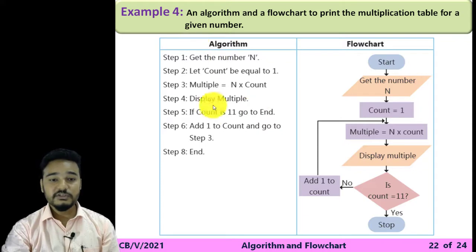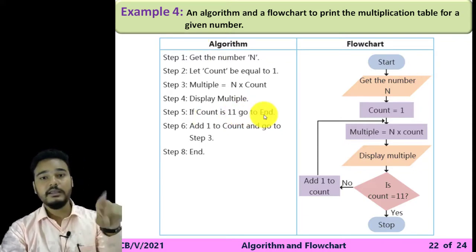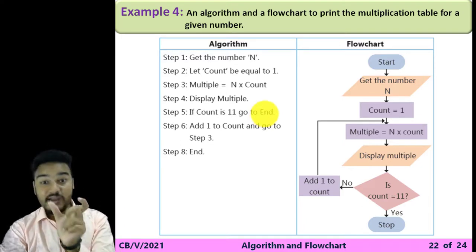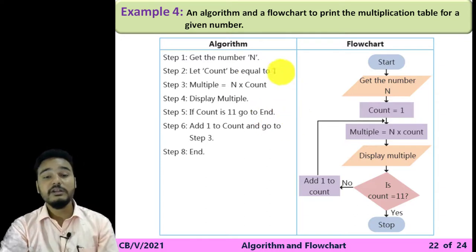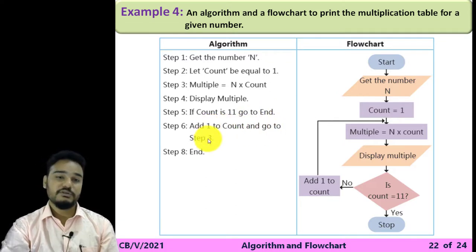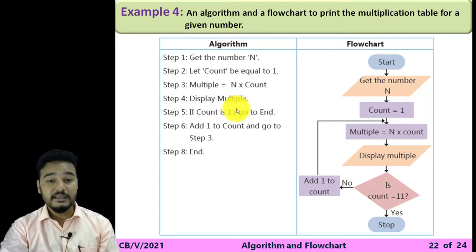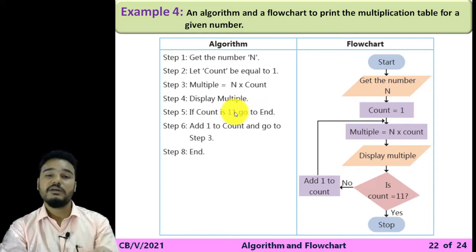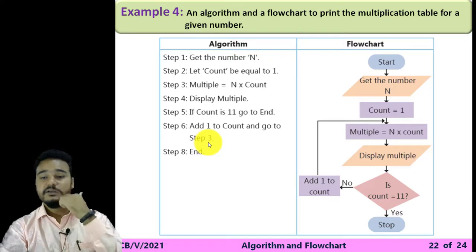So if count is 11, go to end. When count reaches 11, what will we do? We will end it. It has to be finite, right? We have to end that algorithm at some point. So we will keep count 11 and after 11 it will go to end. Add 1 to count and go to step 3. What will we do in add 1? We will add one. If the count is not yet 11, if it is only 3 or 4, then we will add 1 and go again to step 3.